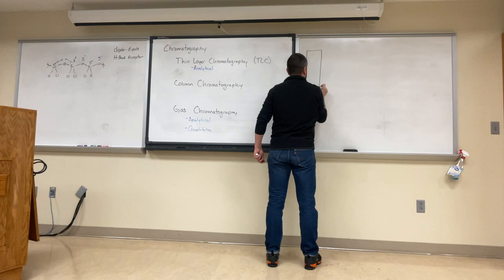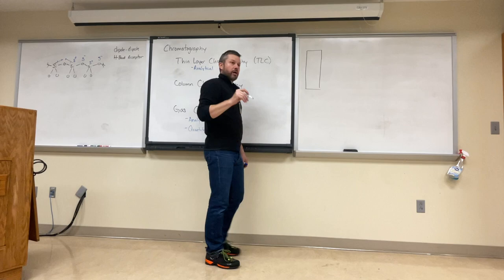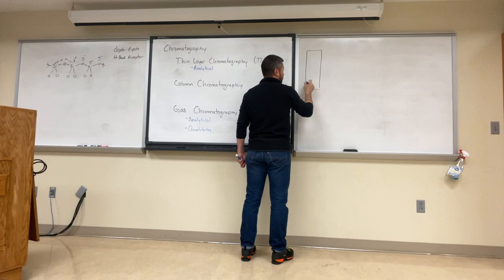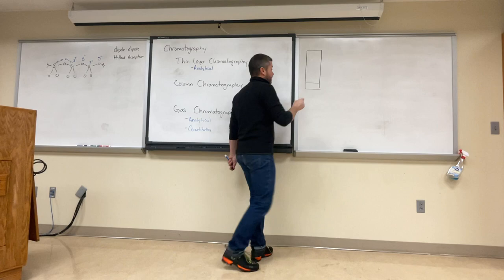So this is a TLC plate, and we're going to focus on the side with the silicon coating on it. The glass side is just a support. What you're going to do is get your TLC plate and draw a pencil line across the bottom of the plate, about half a centimeter to a centimeter up. Not very far up, pretty near the bottom. All this is going to do is serve as a reference line.